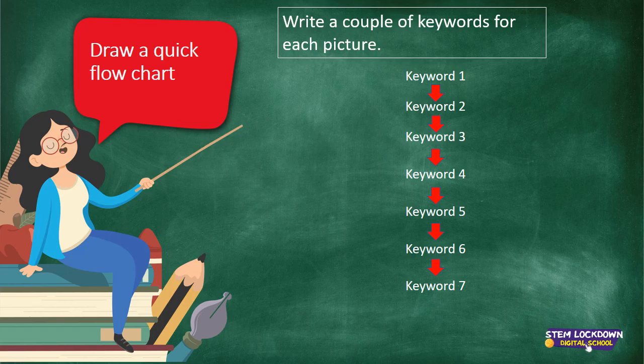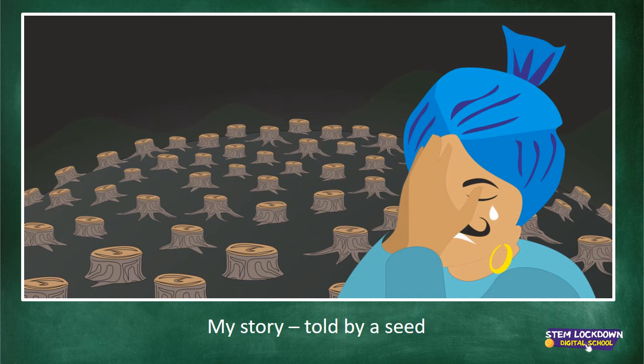As I read the story for you, you'll only see a picture, but I'd like you to write a couple of keywords for each picture that you see so that you'll remember the story better at the end. This personal recount is called My Story, and it's told by a seed.